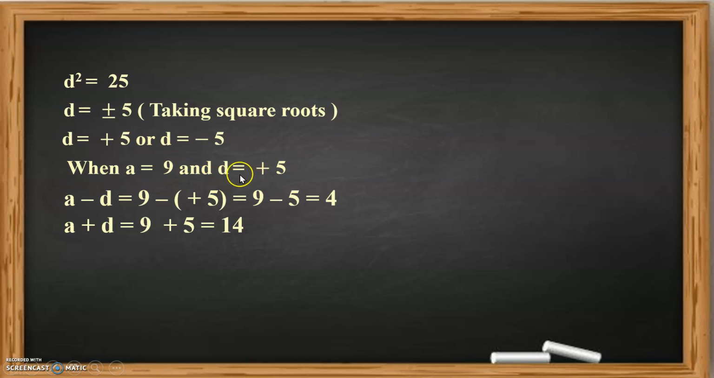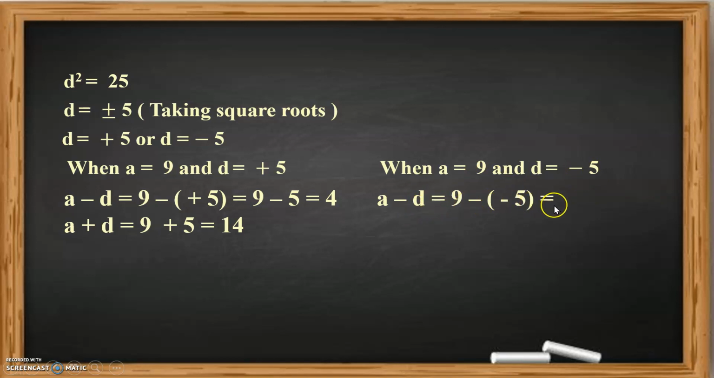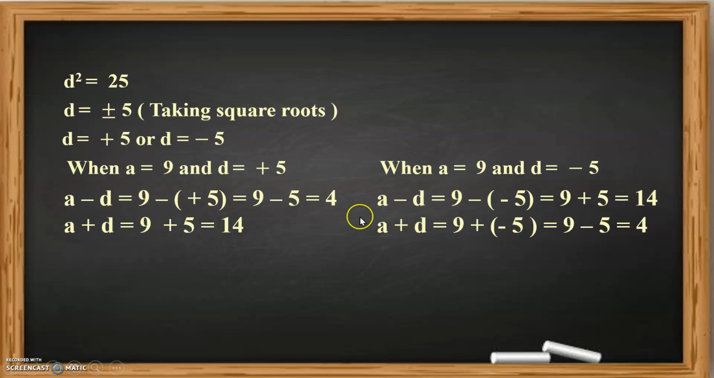This is one case when I took a as 9 and d as plus 5. Now I also have to consider the case when d is minus 5. So let's write that when a is equal to 9 and d is equal to minus 5. What is the first number? A minus d is equal to 9 minus of minus 5, which is equal to 9 plus 5 equal to 14. A plus d will be 9 plus of minus 5 equal to 9 minus 5 equal to 4. So you have seen the numbers are 4, 9 and 14, and here it is 14, 9 and 4.